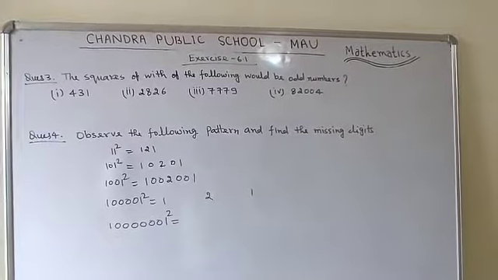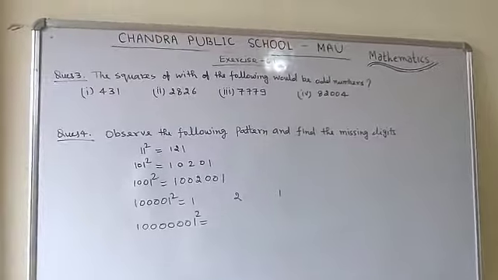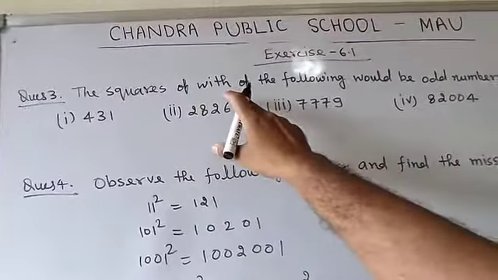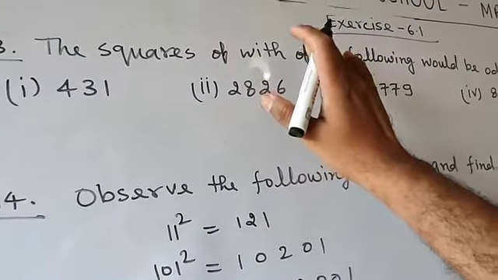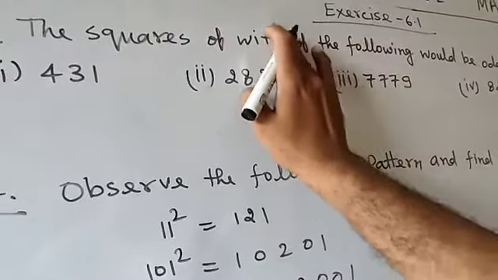Now students, here I have written question numbers 3 and 4. In question number 3, it is asked that the square of which number, as I have written here, that will be the one. So here it is.